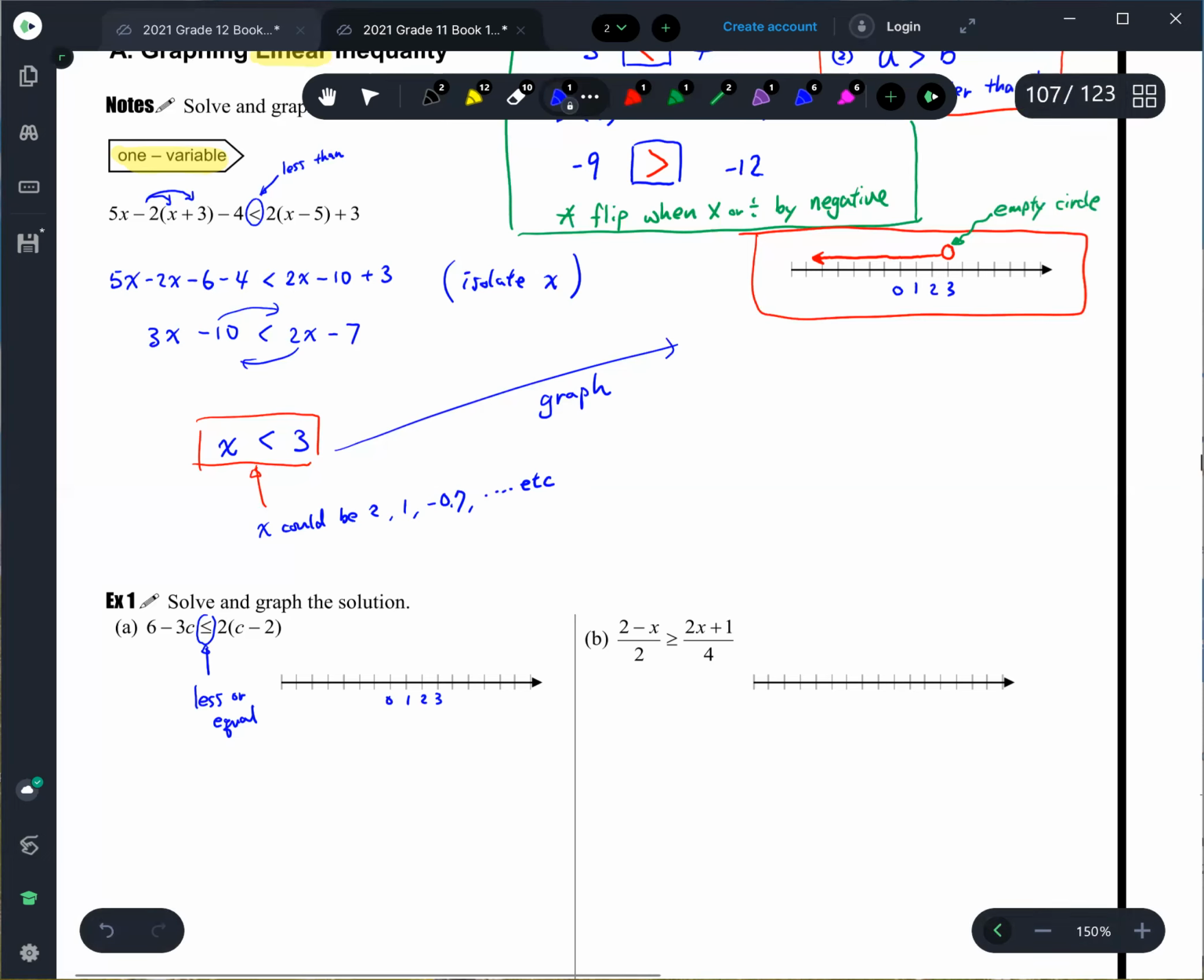Okay, we should be almost done by now, right? This one is easier than the one we just finished.